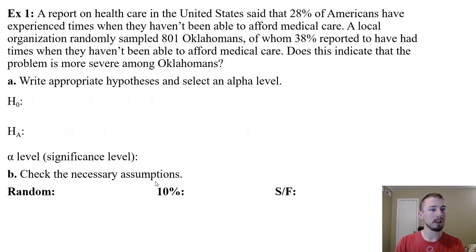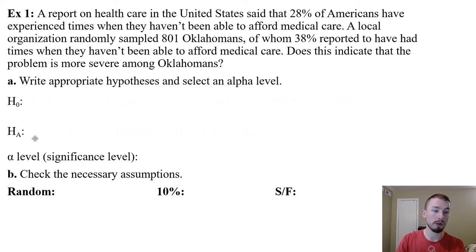All right, so let's go ahead and start the assignment. Example 1, a report on healthcare in the U.S. said that 28% of Americans have experienced times when they haven't been able to afford medical care. A local organization randomly sampled 801 Oklahomans, of whom 38% reported to have had times when they haven't been able to afford medical care. Does this indicate that the problem is more severe among Oklahomans than it is nationally at 28%? So is it possible that the sample we found in Oklahoma is actually just varying by random sample variation, and that the true proportion in Oklahoma is actually 28%, just like it is nationally? Or does this sample show us that we have enough evidence to suggest that Oklahomans are having more difficulty affording health care than the national proportion?